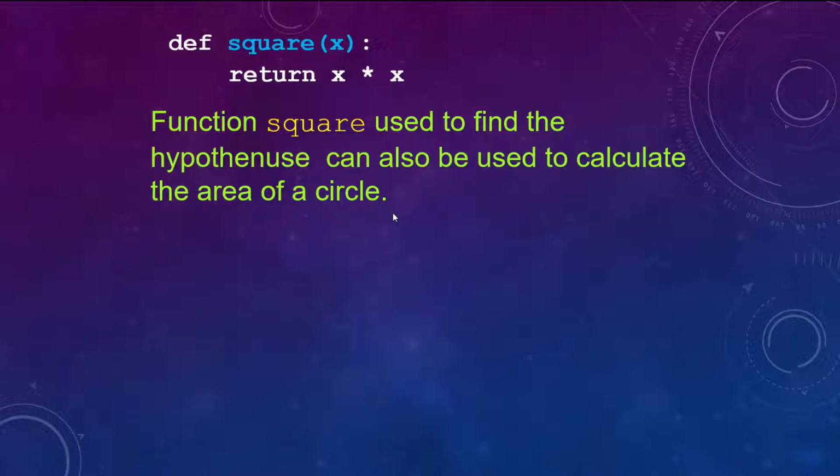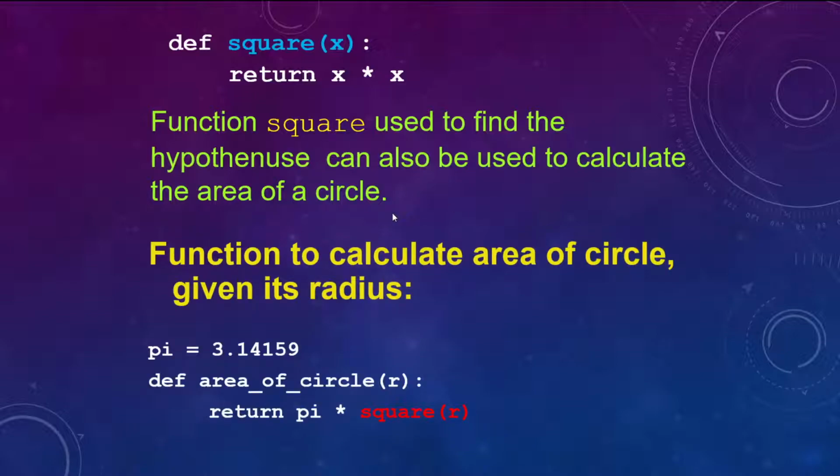For example, the area of a circle. If I were to write a function to determine the area of a circle given its radius, we know that the equation is area equals pi r squared. So I define pi as 3.14159, and then I write the function define area of circle r. So I just return pi times square r. I don't have to write return pi times r times r. You can do that, but the thing is that you have already written the square function.